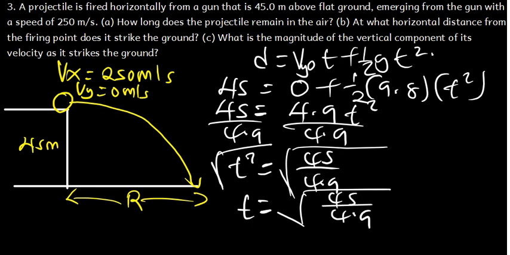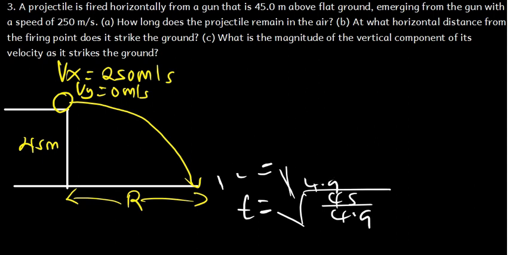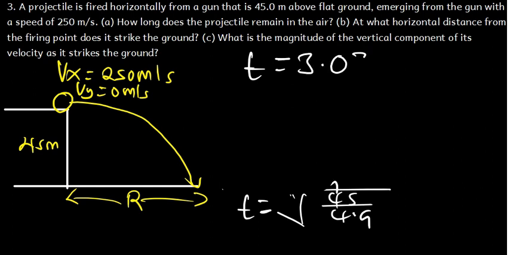Now you can first find this if you want, and then take a square root on both sides. You're going to find the same answer. So in this case, my t, the time it was in the air, is going to be 45 divided by 4.9. Now I take the square root of this one, so I'm getting 3.03. So 3.03 seconds, that was the time it was in the air.